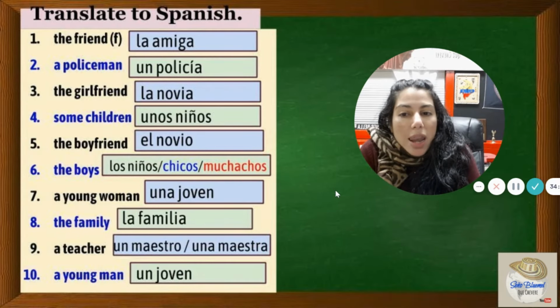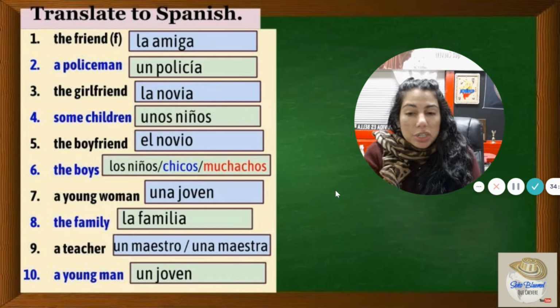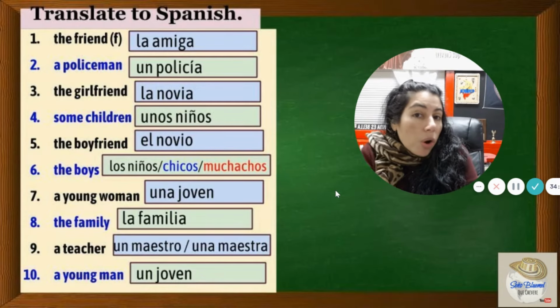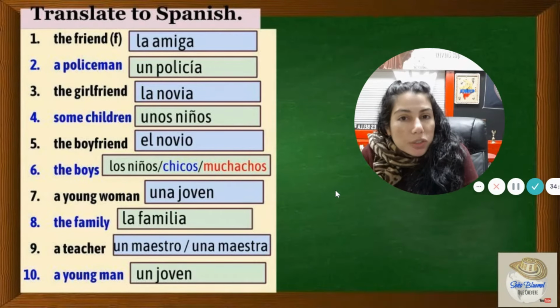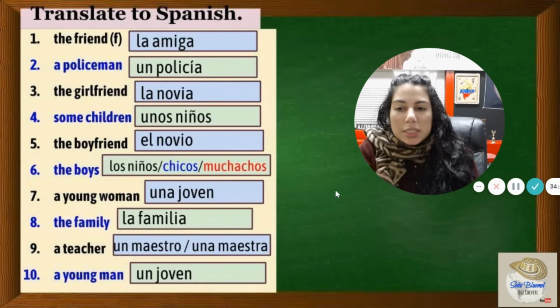The family, la familia. A teacher could be un maestro o una maestra if it's a female, or you can say un profesor o una profesora. Okay, so that's what that means.